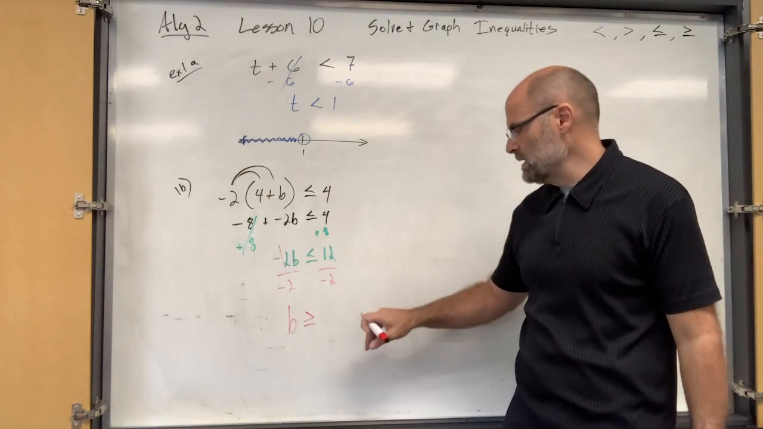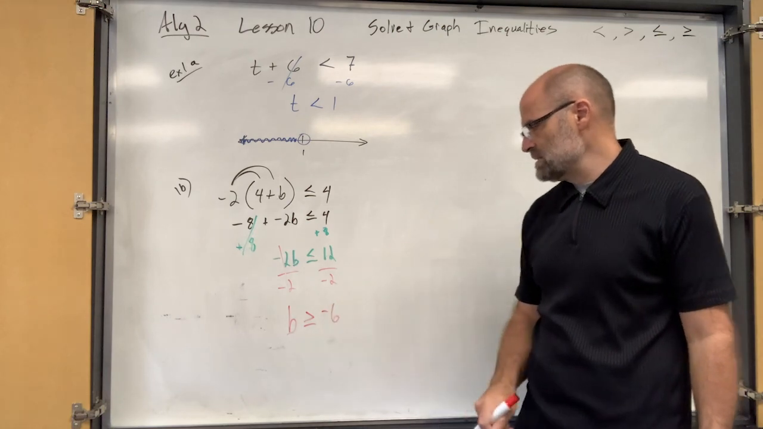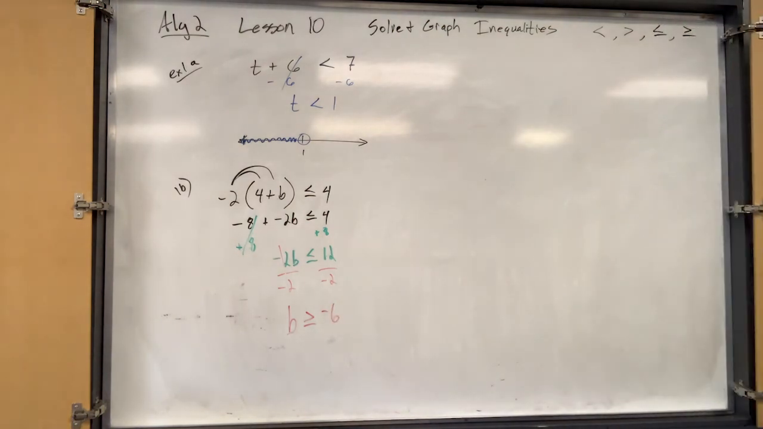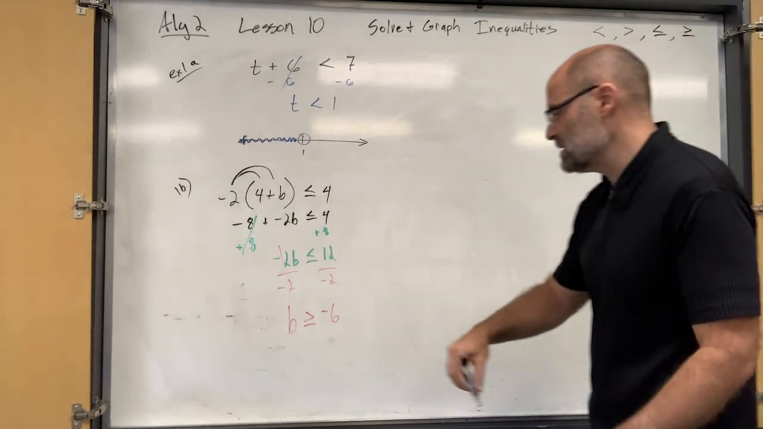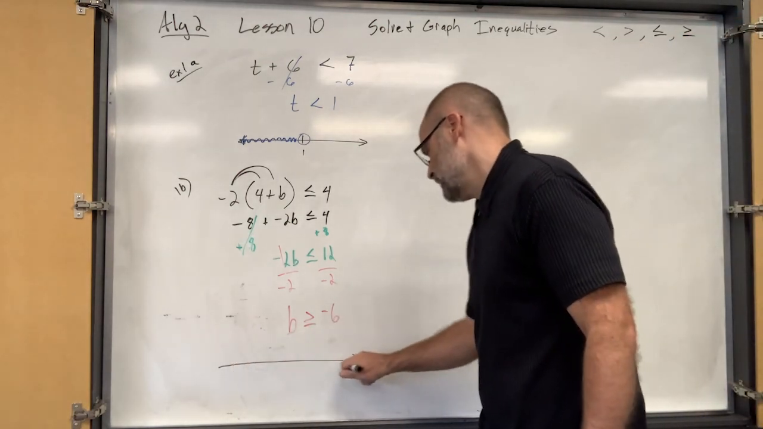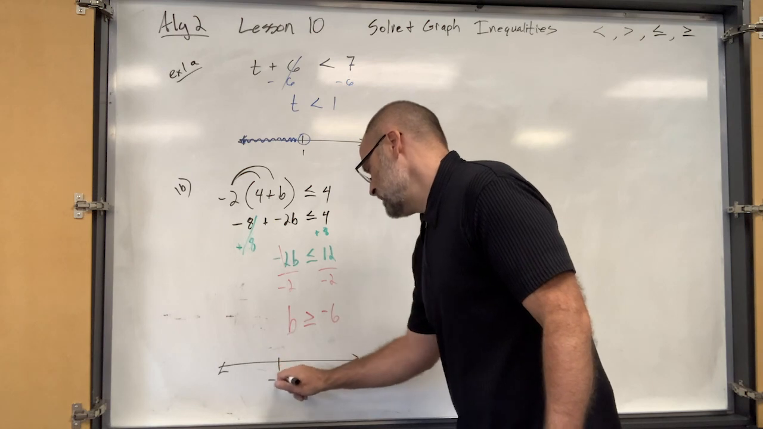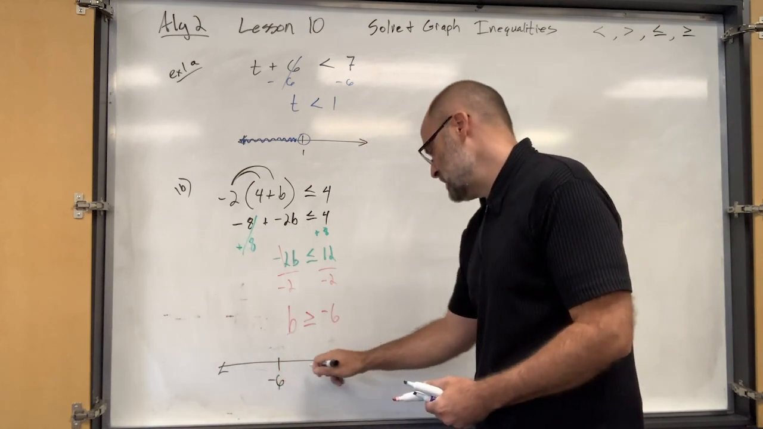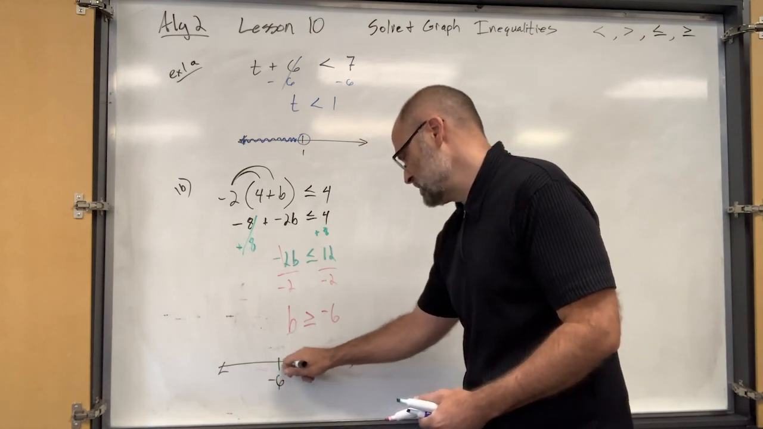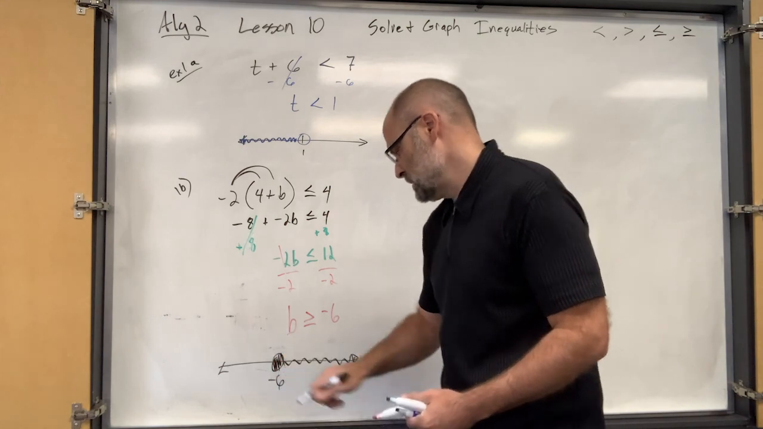So 12 divided by -2 is -6, but now it's not less than or equal to anymore. Now it's b ≥ -6. How do you graph this? You shade to the right. Shade to the right of -6, and then what do we do with -6? Fill it in. Fill it in because it's greater than or equal to. Good.